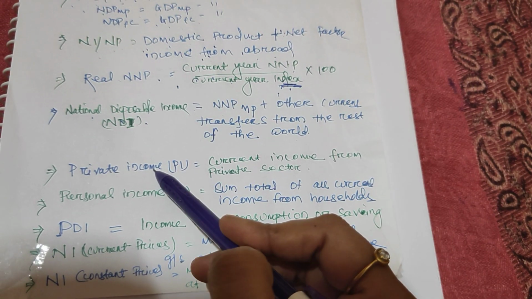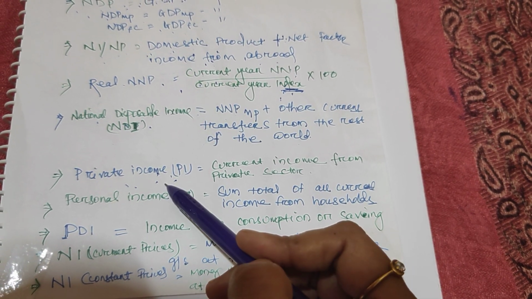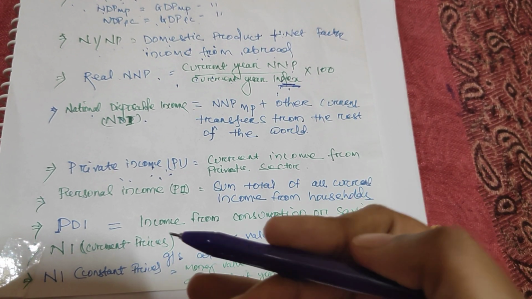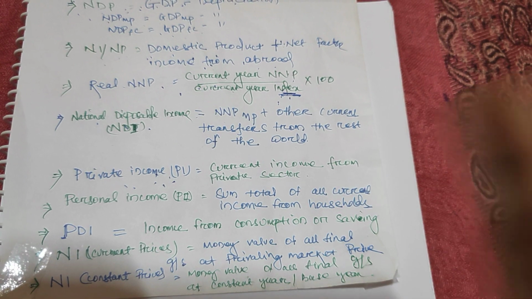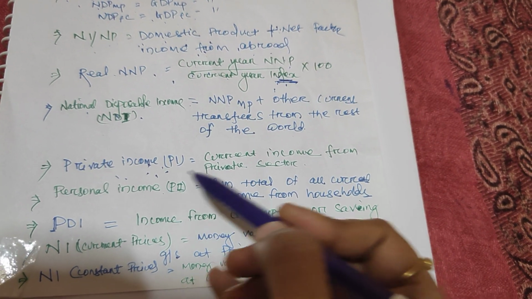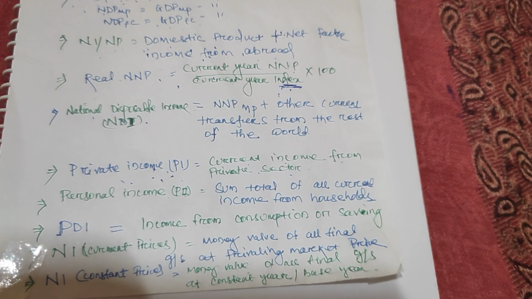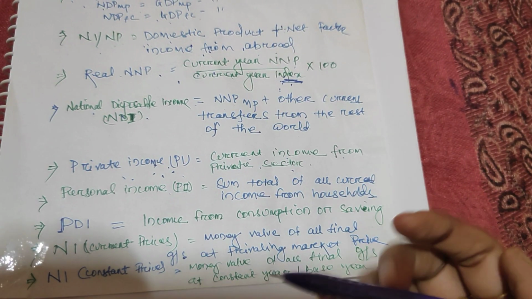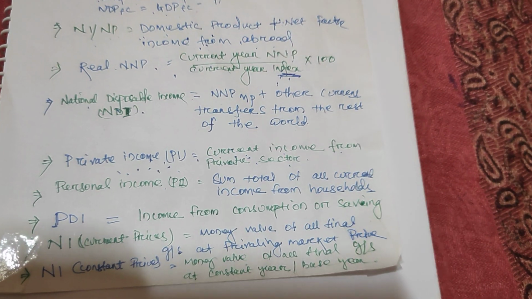Then come to private property, private income. Private income refers to the current income received from all the sources of the private sector, consisting of private enterprises and factor owners. So here you will see that private income equals current income from the private sector. What private sectors or private enterprises are there, and what income comes from them, that is known as private income.